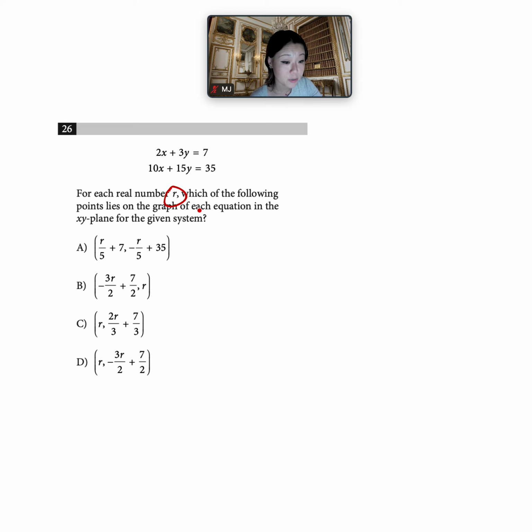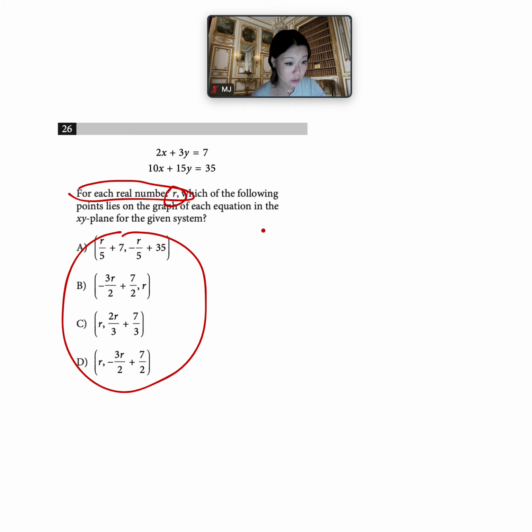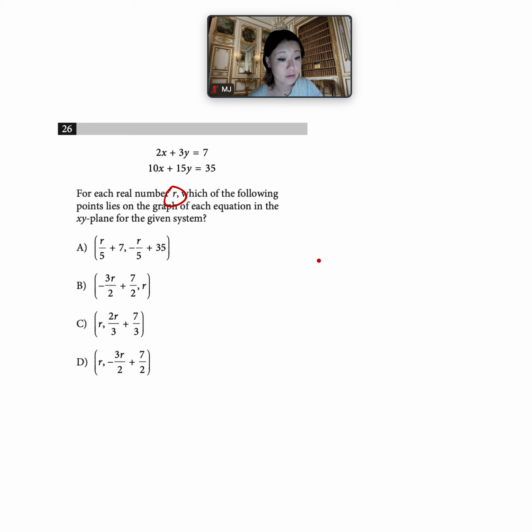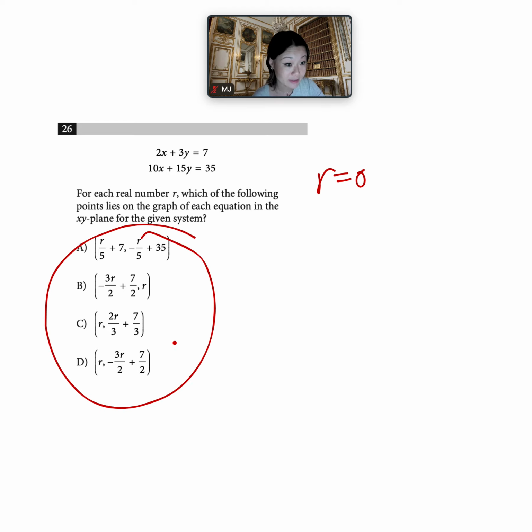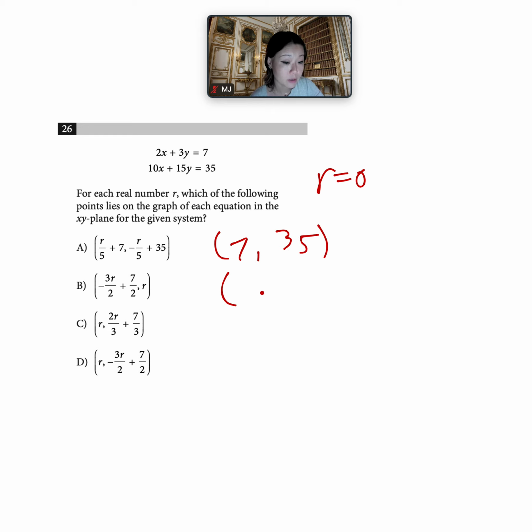So here, because we have a variable that is also present in the answers, and there's really no limitation on that number at all, that means that we can pick whatever number we want for that r. If we pick just a super easy number, we can effectively manipulate these answer choices so that they look a lot easier to us. So if we sub 0 everywhere we see an r, A would effectively become 7 and 35. B would become 7 over 2, 0, C would become 0, 7 over 3, and over here you would get 0 and 7 over 2.